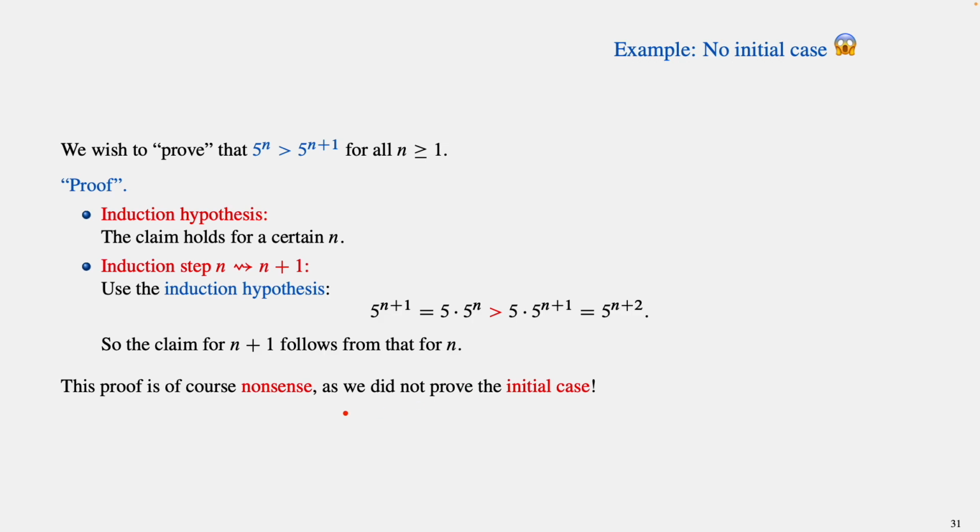However, this proof is of course nonsense. 5 to the power of n is not strictly greater than 5 to the power of n plus 1, because, well, we didn't prove the initial case. So this is basically saying your dominoes are close enough that if one of them falls, they will topple all over, but the initial domino was never toppled over, so nothing will happen here. The initial case is missing, so this cannot work.